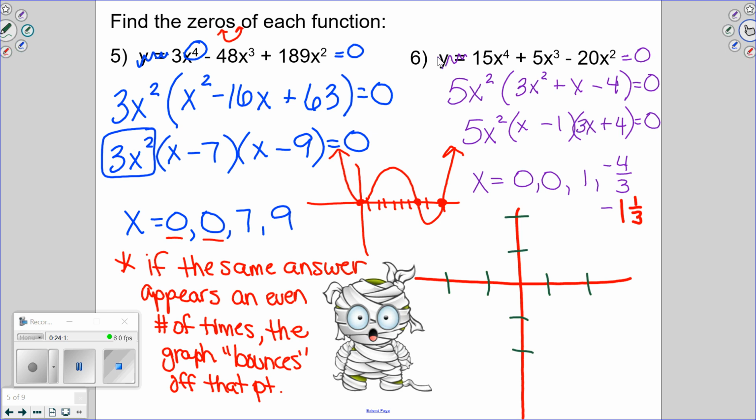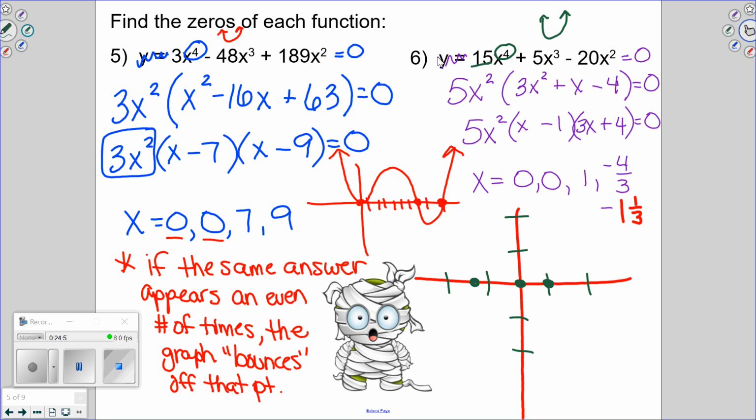All right. So if I ask you to draw a rough sketch, I know it's going to go through 0. What's it going to do at 0? It's going to bounce because that answer showed up twice. I have 1 and then negative 1 1/3, so roughly somewhere in there. Again, we're sketching, so it doesn't have to be exact. We learned about end behavior yesterday. It is even and positive, so it's going to be a smiley face. Now, when I say it's a smiley face, that means the ends are going up. It doesn't mean it's beautifully round in the middle. You can get all kinds of craziness in there, but I know my ends are pointing up.